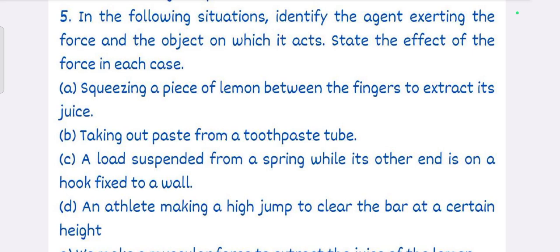Next, a load suspended from a spring while its other end is on a hook fixed to a wall.